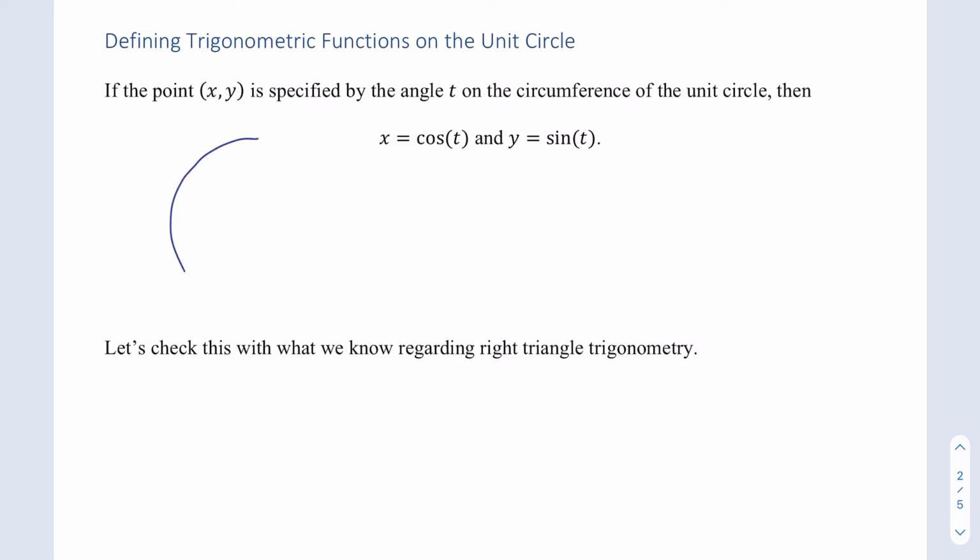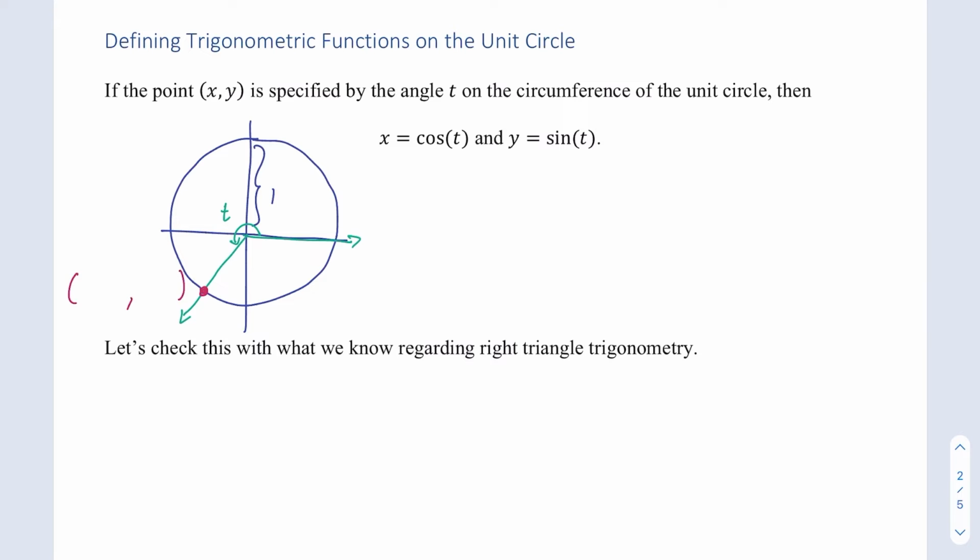So let's draw a unit circle. I'm just drawing a circle centered at the origin with a radius of 1. And let's draw an angle t in standard position. It doesn't matter where we draw it. Let's say it's down here in the third quadrant. And then there is some point here on its terminal side, but of course also on the unit circle, which is the important part. And so what we can say is that the x coordinate is equal to cosine t, and the y coordinate is equal to sine of t.